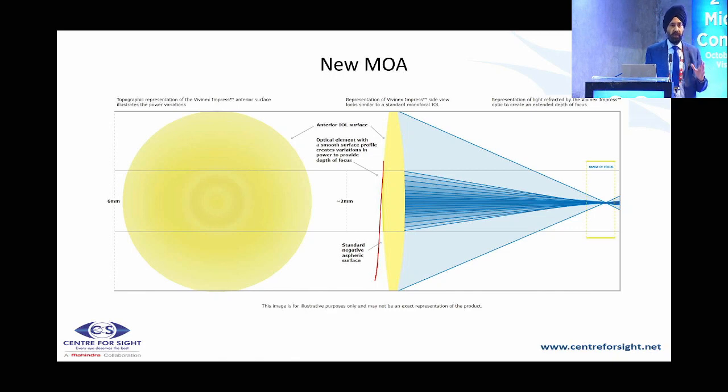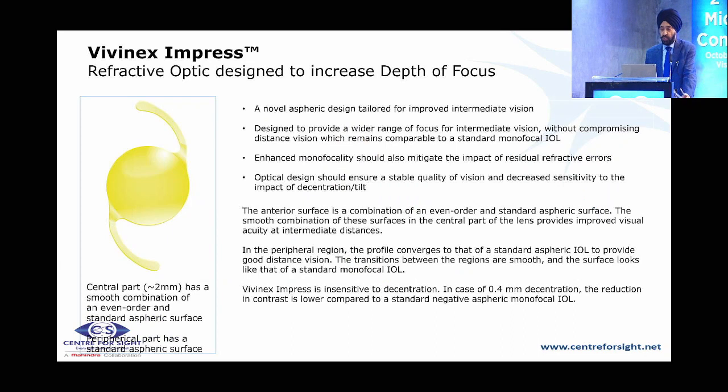In this particular case, there is an absence of ring, but it is still getting a stretch. And this stretch is basically the Sturm's conoid that you have. So it's this stretch, by the positive and the negative, that is giving you the entire thing. So this is a novel aspheric design which is designed to provide a wider range of focus. Enhanced monofocality will mitigate the impact of residual.